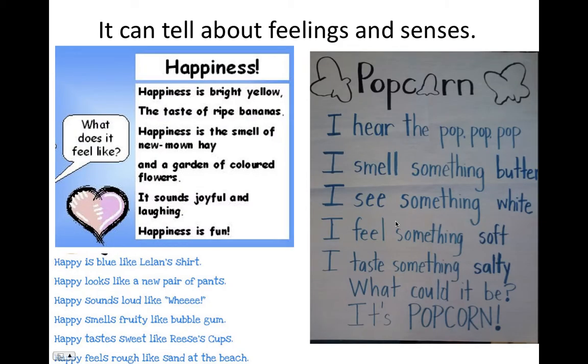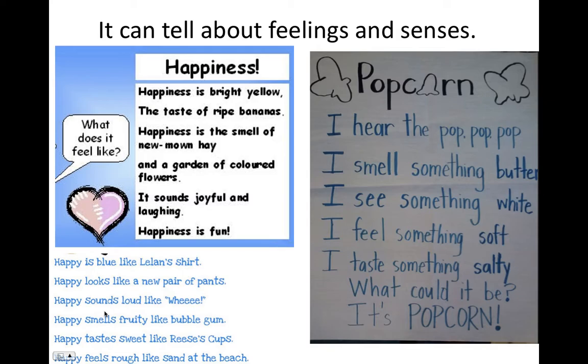Okay. So poems can tell about feelings and senses. So this poem is all about happiness. And it says, happiness is bright yellow, the taste of ripe bananas. Happiness is the smell of new mown hay and a garden of colored flowers. It sounds joyful and laughing. Happiness is fun.